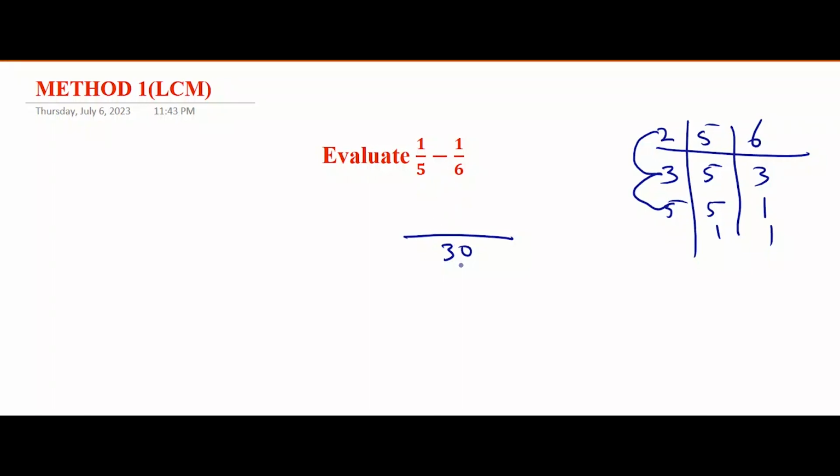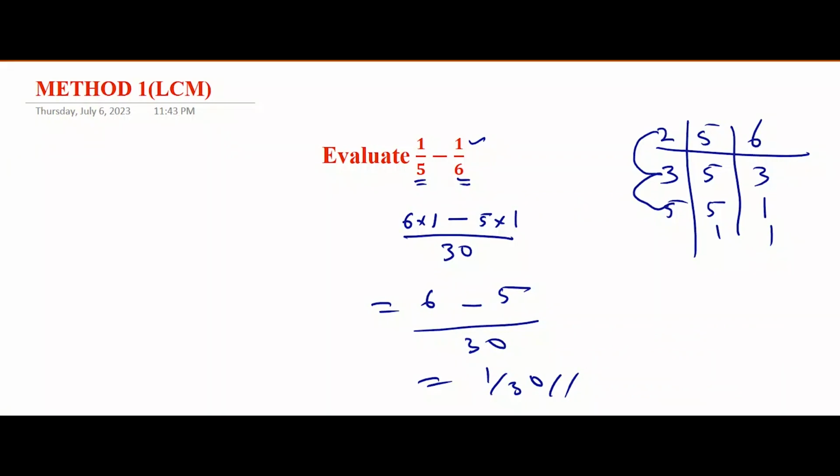So you divide 30 by this 5. That will be 6 times. Then multiply by the number on top of it, the numerator, which is 1. Then subtract. You divide 30 by this 6. That will be 5 times. Then multiply by the number on top of it, that is the numerator. So that will be 6 by 1 is 6. Then subtract 5 by 1, which is 5 out of 30. And your final answer will be 1 out of 30.